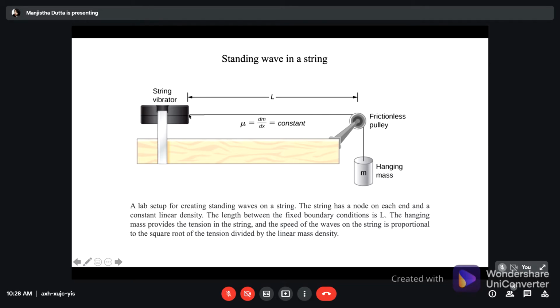Okay, they are fixed ends, so these 2 points will act as nodes. So these waves, when they propagate through this spring, will reflect back from this end, and they superpose on each other, and some stationary waves will be formed. So this is how stationary waves are formed, and we know that the velocity of the wave depends on the tension and the linear mass density. That means mass per unit length.